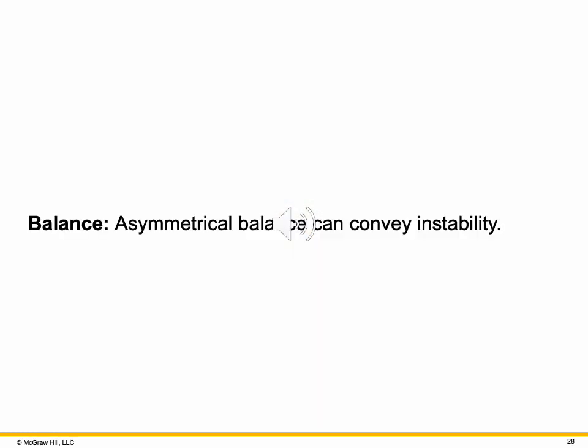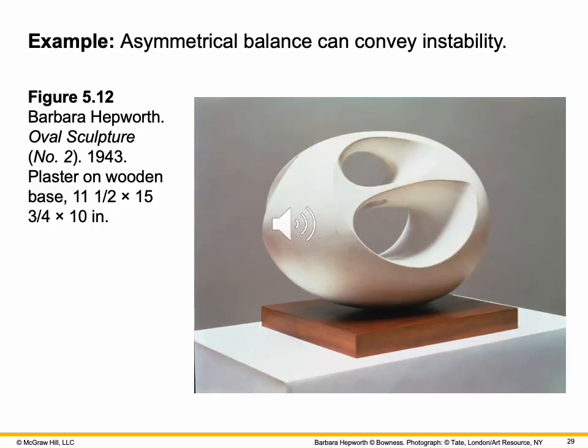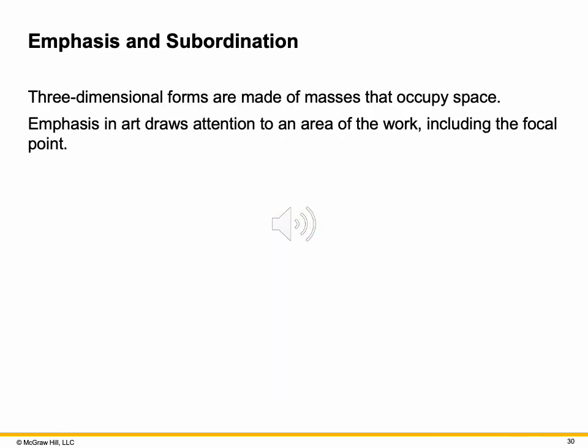Asymmetrical balance can convey instability. 3-dimensional forms are made of masses that occupy space.